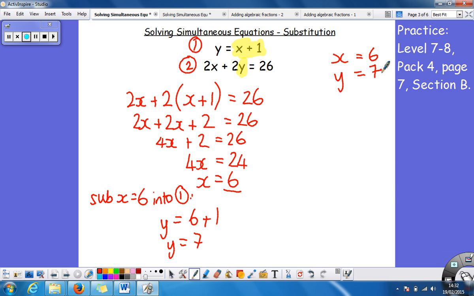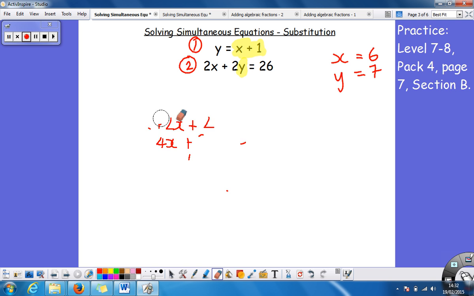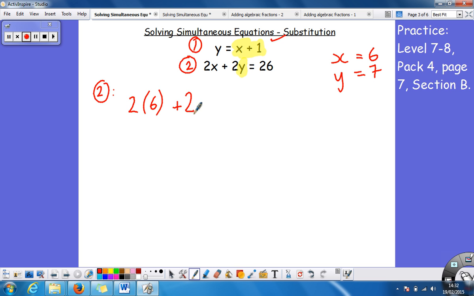Y must equal 7. Same checks as normal, just to make sure that I haven't made any silly mistakes. It's very possible. So I'm going to check by substituting x equals 6 and y equals 7 into my original equations. I'm going to choose equation 2 this time, because we used equation 1 to work out what y was. So 2 times the value of x, which is 6, plus 2 times the value of y, which is 7, should equal 26. 2 times 6 is 12, plus 14 should give me 26, and it absolutely does. So my solutions for x and y are probably correct.